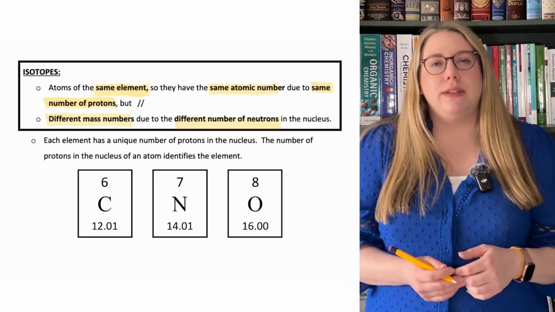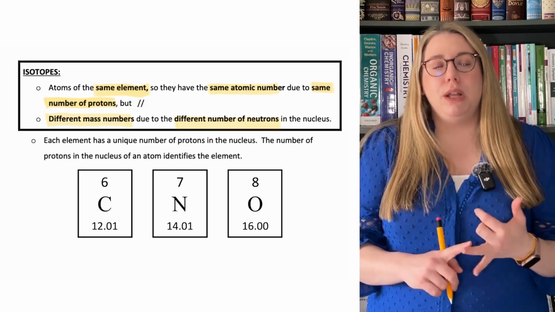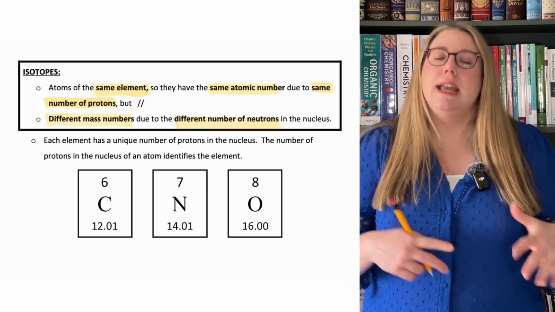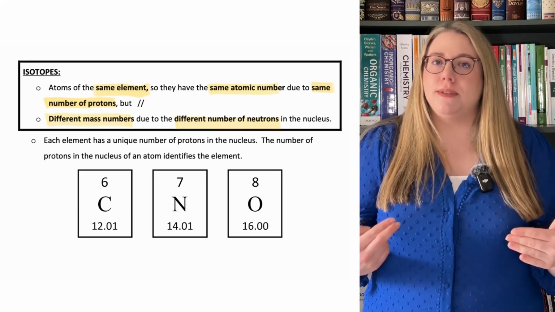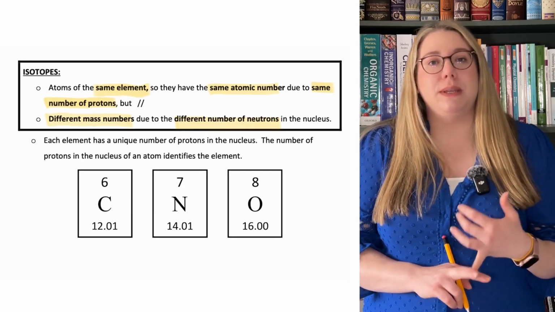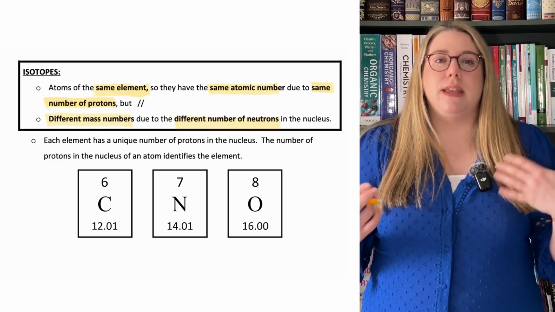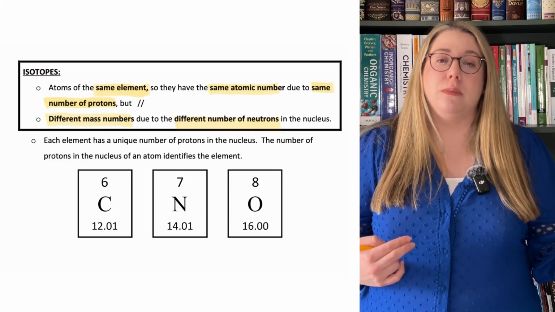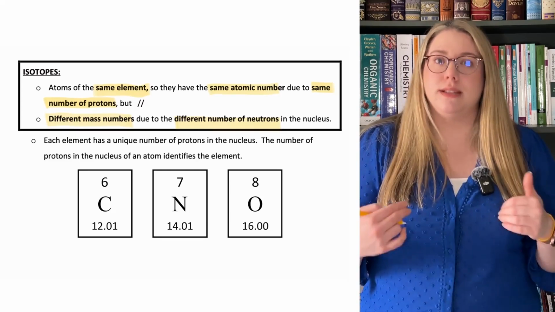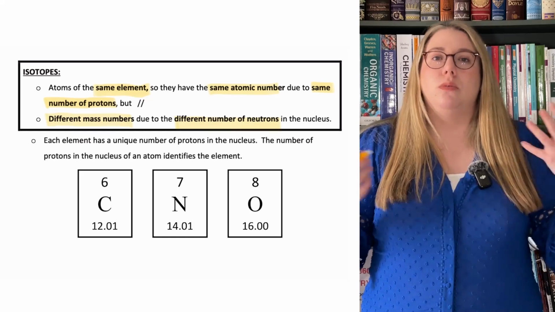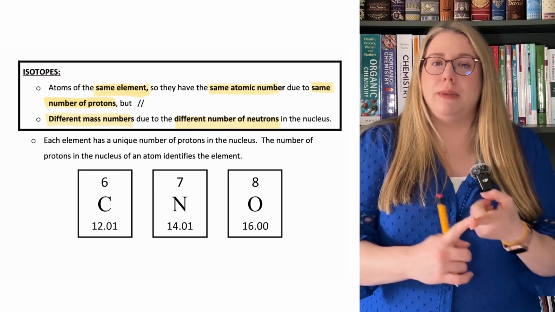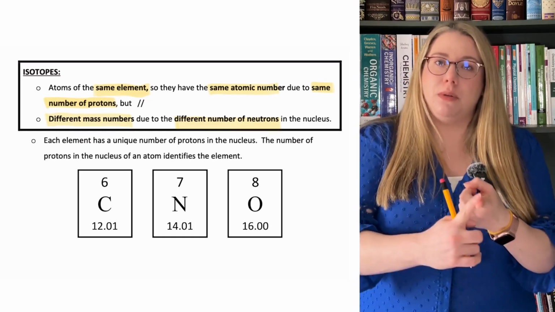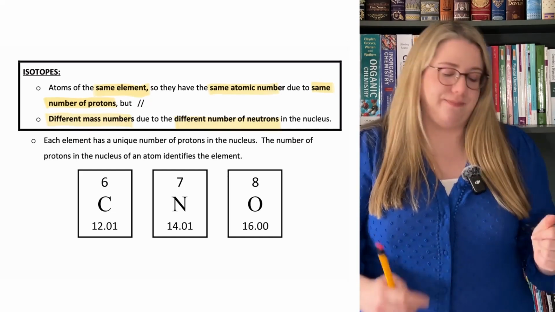The mass number of an element is the number of protons plus neutrons in the nucleus. Now we've just said for isotopes of the same element, the protons have to be the same. So that means if they are isotopes of the same element, the only subatomic particle that can be different is the number of neutrons in the nucleus. So what makes something an isotope? Same atomic number, different mass number. Same number of protons, different number of neutrons.